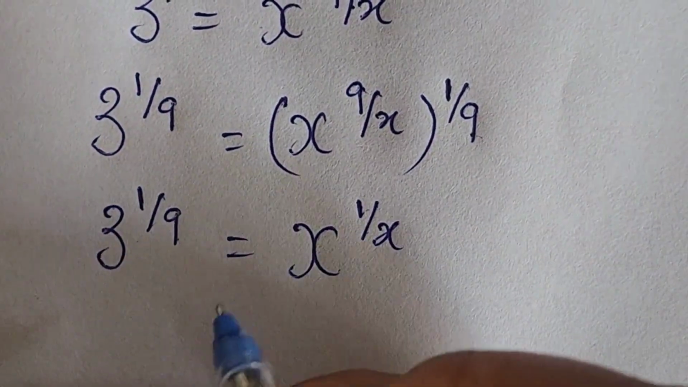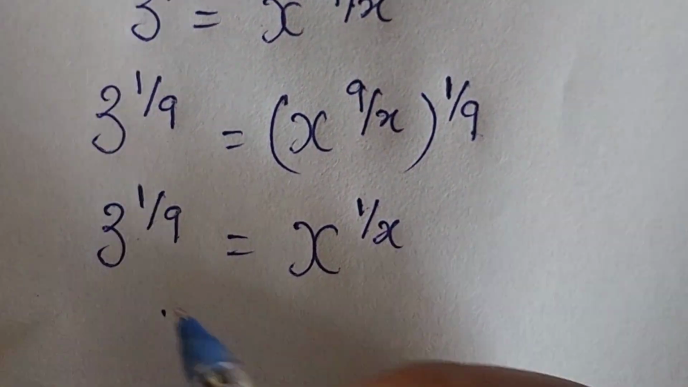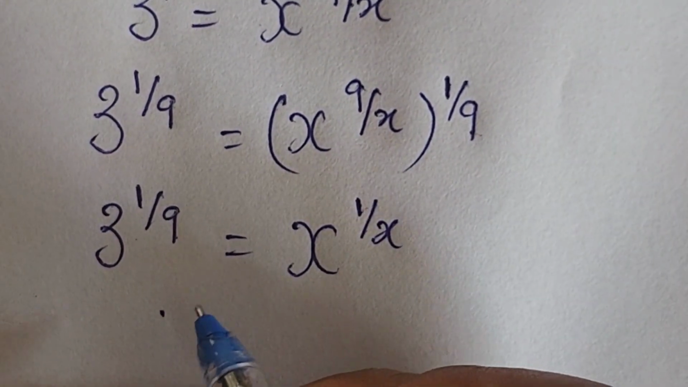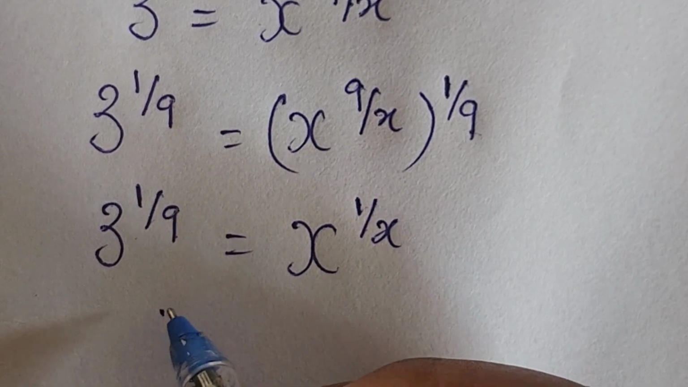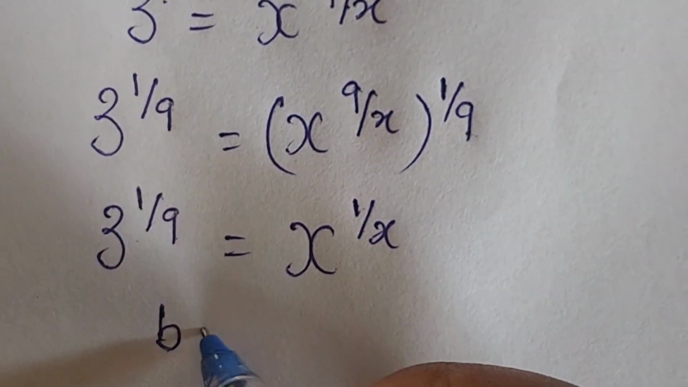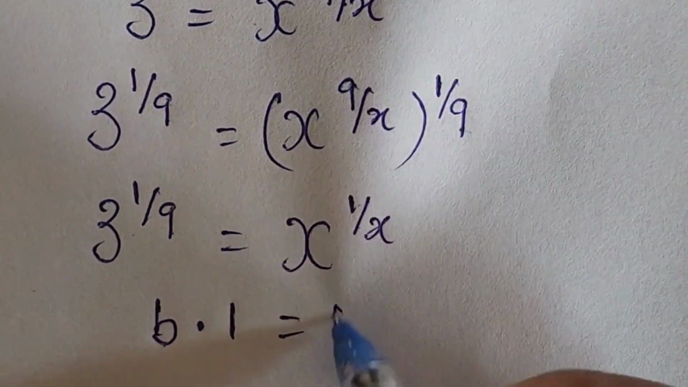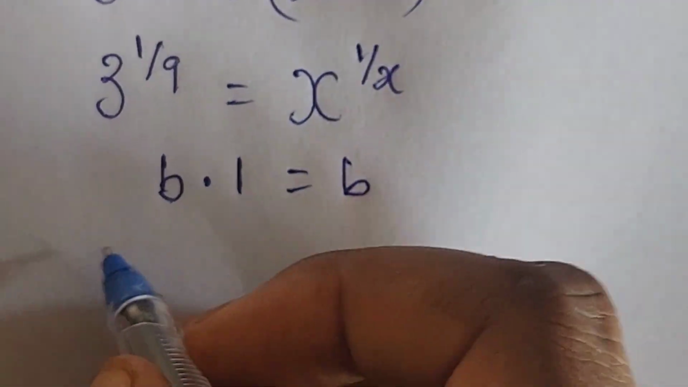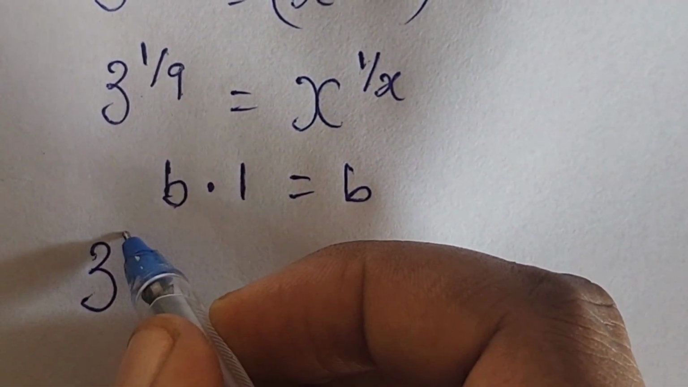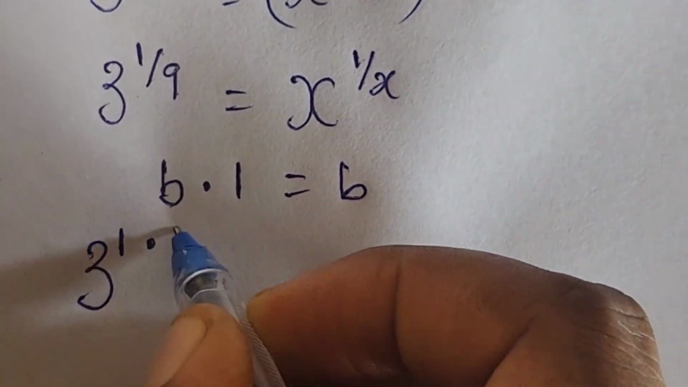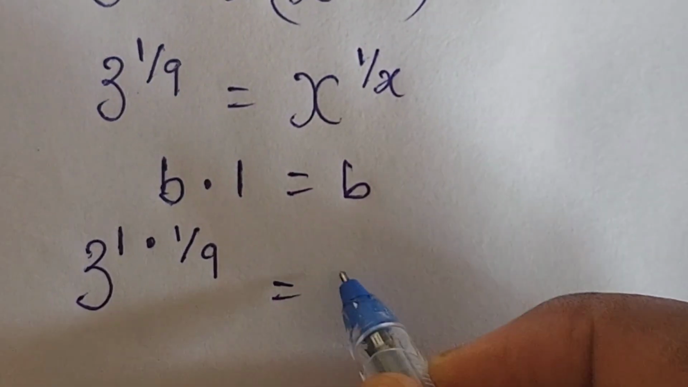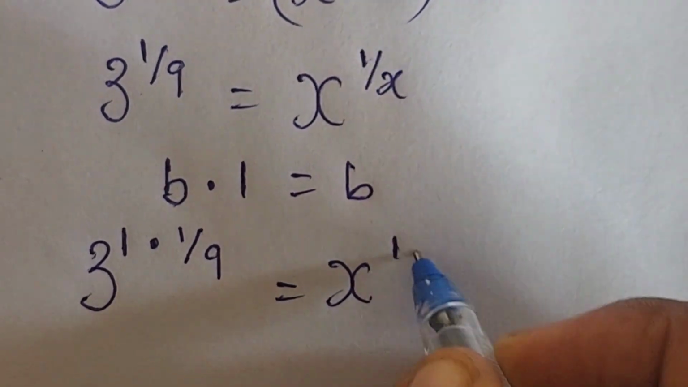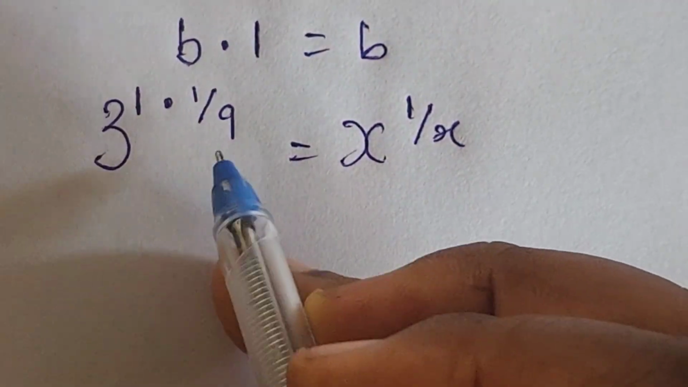So when we resolve for that, let's recall that any number multiplied by 1 is the number itself. Take for instance, when we have b times 1, this is equal to b. So we'll be multiplying this power here by 1 to have 3 to the power of 1 times 1 over 9 is equal to x to the power of 1 over x.